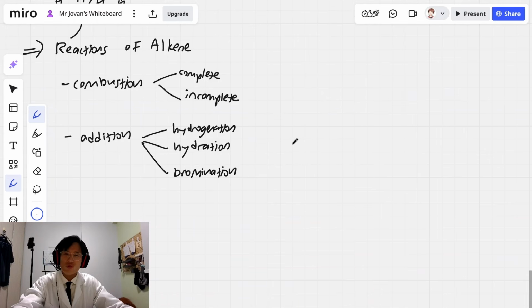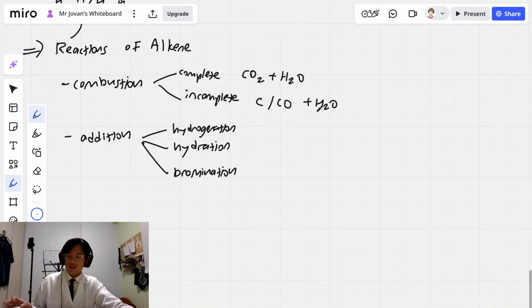Now, just now we already learned from carbon. What is the product of a complete combustion? Good. CO2 plus H2O. Now tell me what's the product of an incomplete combustion? Yes, carbon or carbon monoxide plus H2O. Very good. It is all the same. So once you learn from alkanes that these are the products, in alkenes you know the same products. All you have to do is work on balancing the equations.